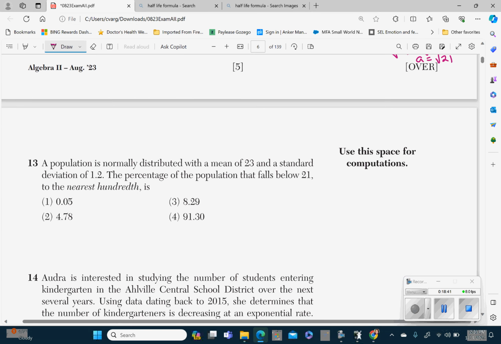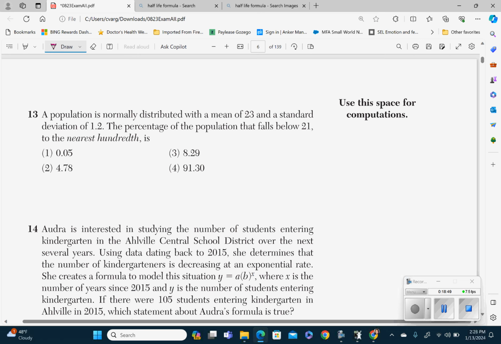So if you were with me the last couple of tests, for the June and for the January one, for this one, whenever you see something that says normally distributed, there's a mean, there's a standard deviation, and we're looking to find a range. So it falls below 21. If I look at a number line, here's 21.